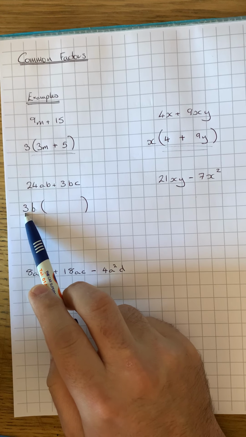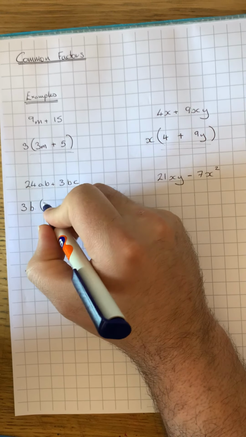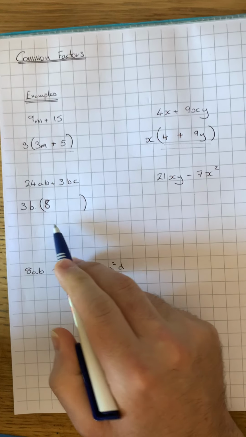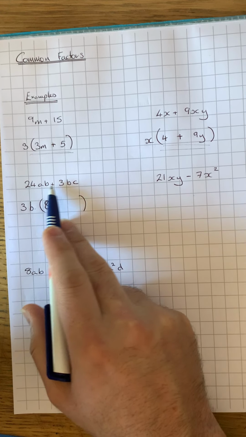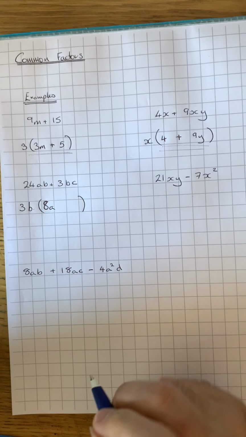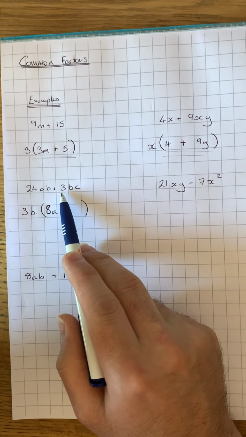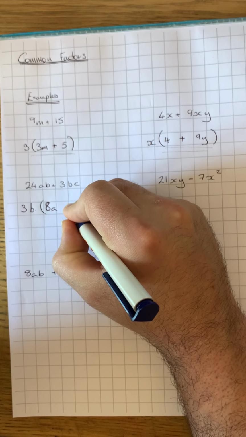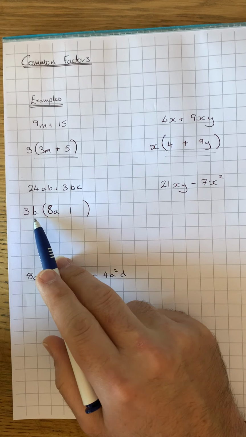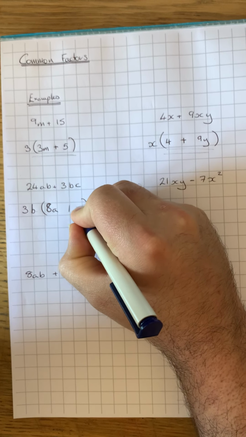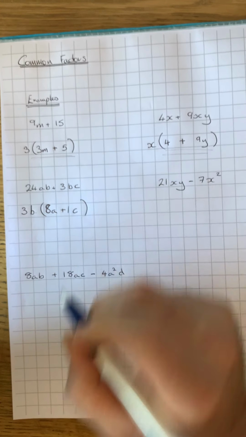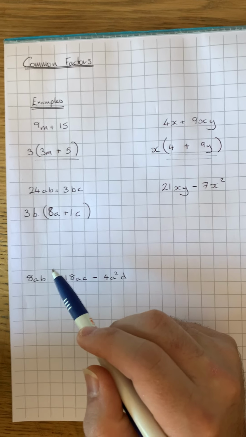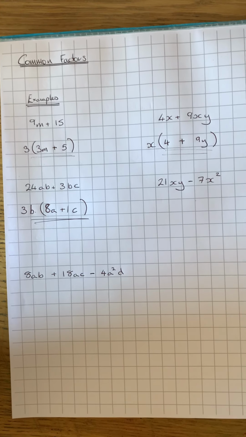So if I take out 3 from 24, it's going to leave me with 8. And if I take a b out from ab, it's going to leave me with a. Similarly, if I take a 3 out of 3b, it's going to be leaving me with 1. And if I take a b out of bc, it's just going to leave me with c. And the sign stays the same. Now, we don't need to put the 1 down, but it's just for keeping track of everything.